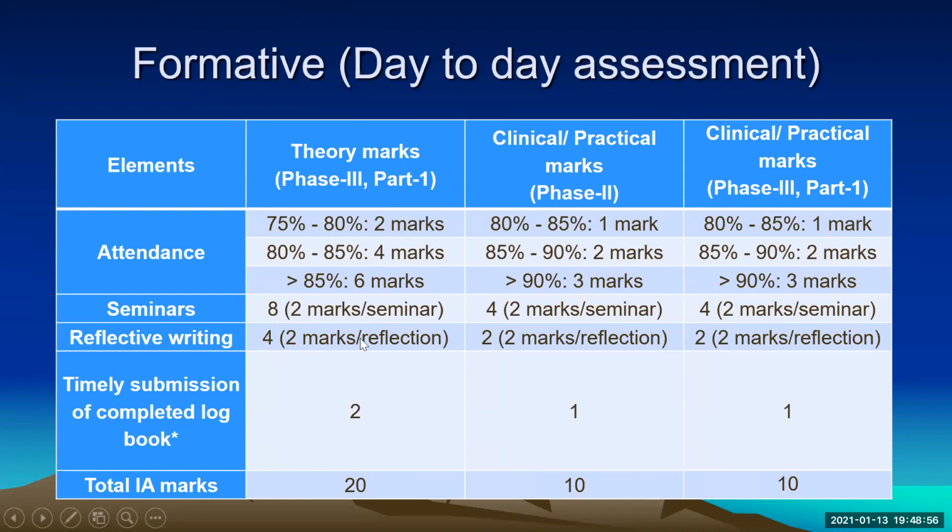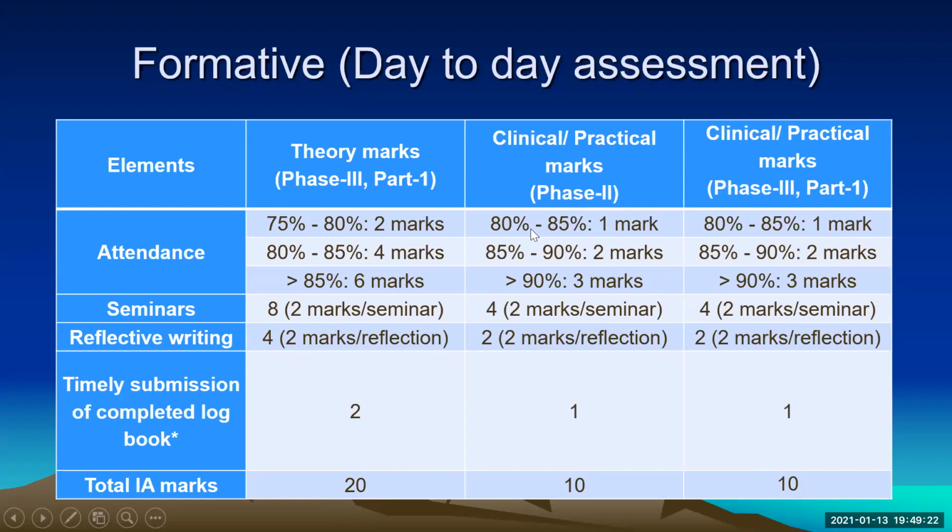Similarly, reflective writing, 2 marks per reflection. So during one phase, at least every student should write 2 reflections and present 4 seminars. And timely submission of the completed theory logbook, 2 marks. So total internal assessment of logbook, it will be 20 marks for theory. For clinical and practicals, they can be again divided into 10-10 in phase 2 and phase 1.